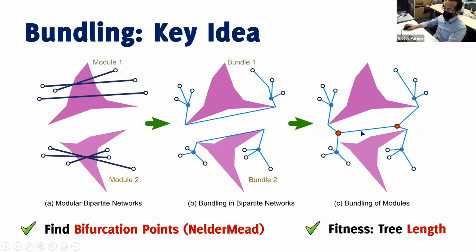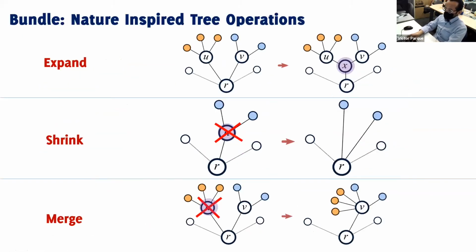So in the bundling approach, we try to find the bifurcation points or intermediate points using a kind of local search. Here in our approach, we are using a Nelder-Mead or the fminsearch from MATLAB. And the fitness is completely the tree length. So this is just a completely local search over the hierarchical domain.